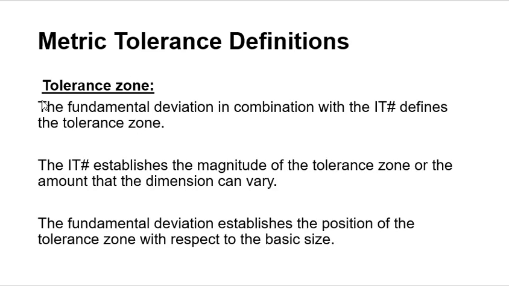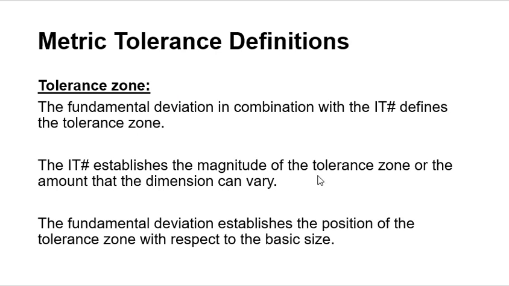So tolerance zone, again, just for reading here, it is better we go into the problem so you can see it. The fundamental deviation is nothing but we combine your IT number and your fundamental deviation together to make your tolerance zone. But you kind of get what the tolerance zone is anyway. And your IT is actually going to give you the magnitude of your tolerance zone, because you have two things going on in the tolerance zone. One is your IT number and the other one is a fundamental deviation. So what is the magnitude of the tolerance zone?